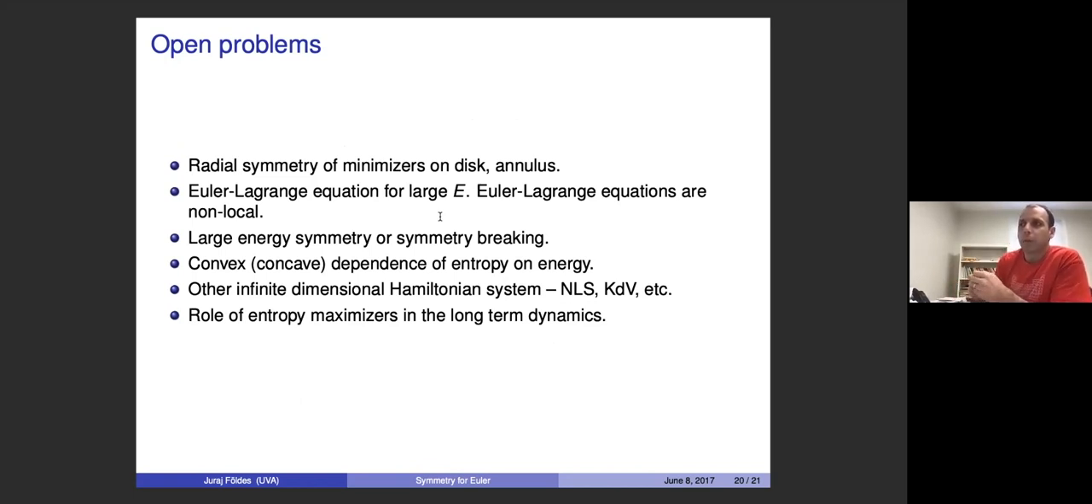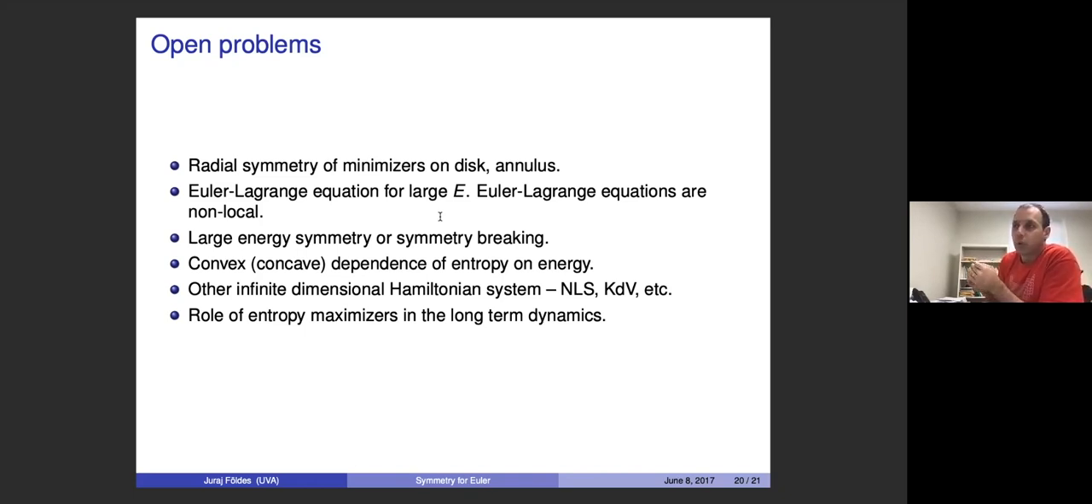So there are many open problems in this direction. For example, if you try to do the whole procedure on the disk or the annulus, then you have an additional constraint, and the question is if you are going to get the radial solutions in the limit or not. All right, what's happening for the large energy? That's not clear whatsoever. There is a possibility of symmetry breaking, but what are the minimizers? That's not clear.